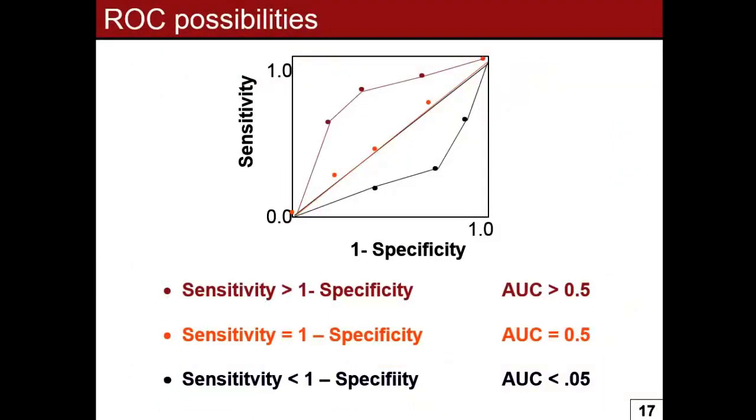This is a general schematic of the types of curves you might get and the AUCs that they correspond to. So if you're on the line, the area under the curve is equal to 0.5. Why is that? This is a 1 by 1 square, and the area of the square is 1, so half of the area is 0.5. So if you're on the triangle, the area is 0.5. That's AUC, area under curve equals 0.5.